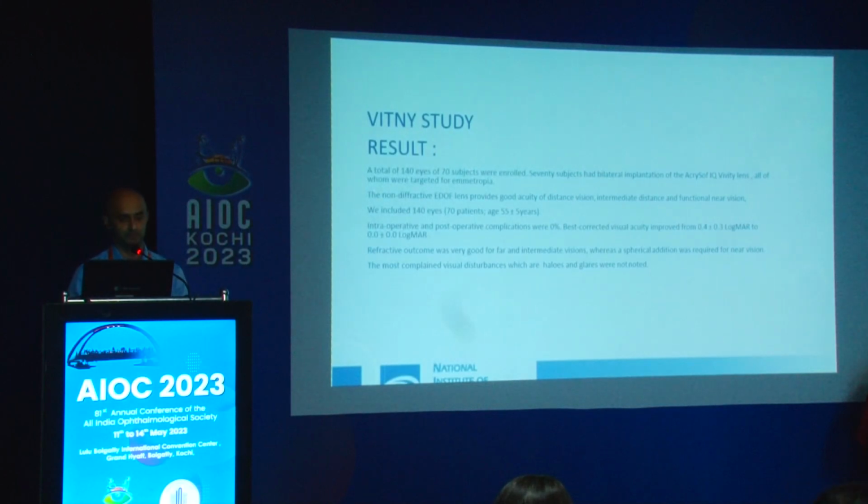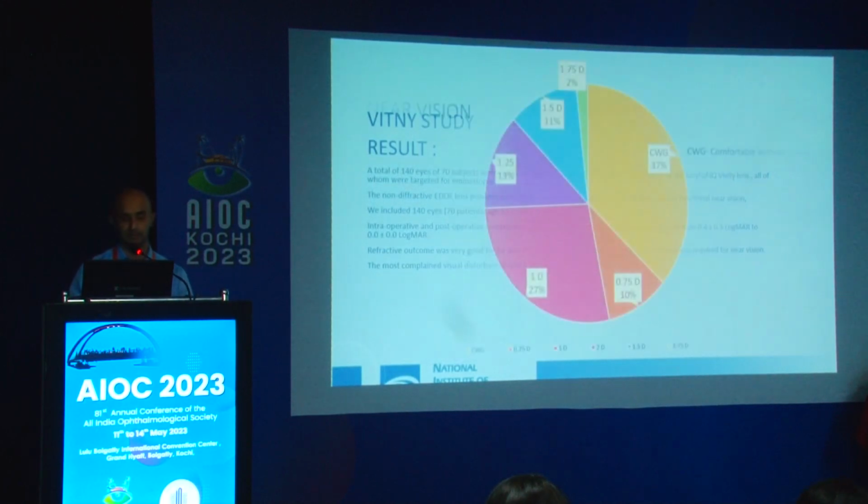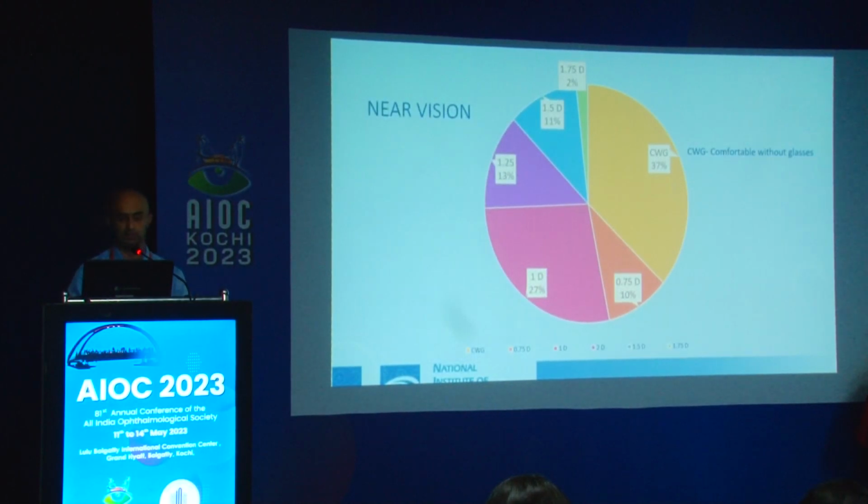It's a retrospective study. All the patients achieved good intermediate as well as distance vision, and we were quite surprised with their near vision abilities, and almost 40% of the patients were comfortable without glasses for all the near work. 10% required only plus 0.75 when they wanted to do fine work, and about 1 diopter in about 27% of the patients. So roughly, approximately 75% of the patients are relatively free of glasses when it comes to even the near work, whereas 13 to about 25% of the patients required 1 to 1.5 diopters of correction for near work.